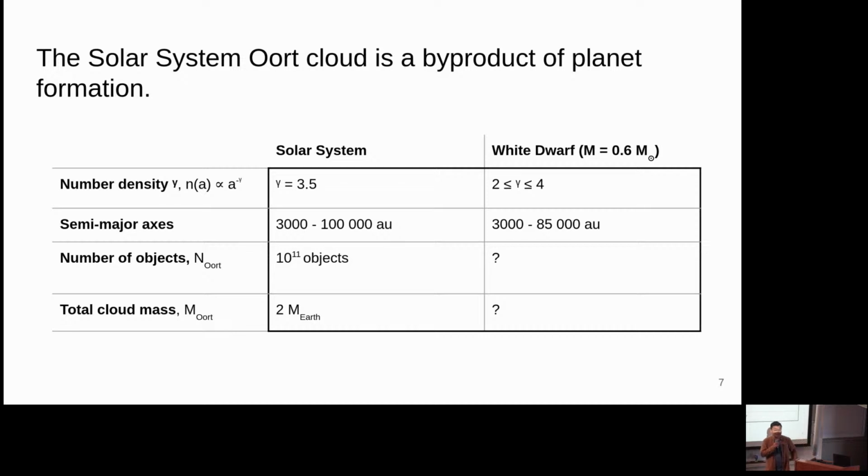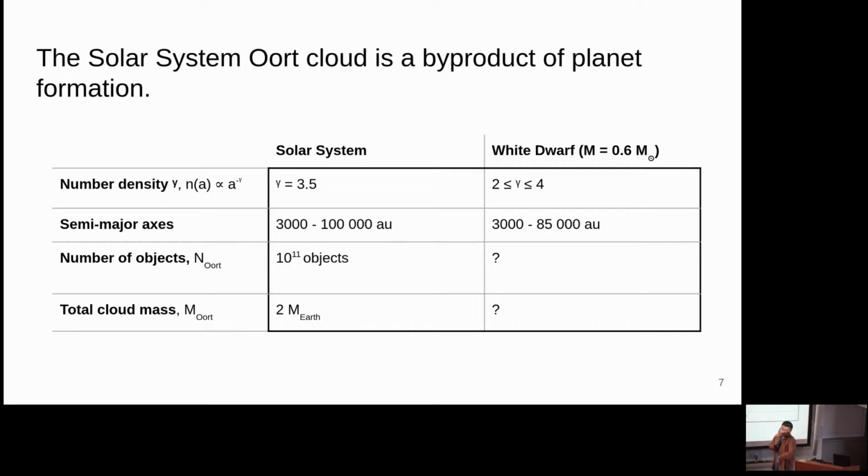In the solar system, the Oort cloud scales as a negative power law, which basically just means there are more objects close to us than far away. In the solar system, it's about 3.5. Also an interesting number. It also has deep dynamical reasons why.